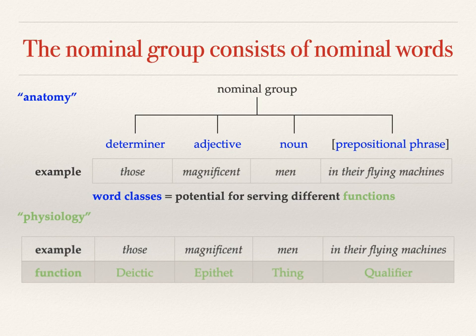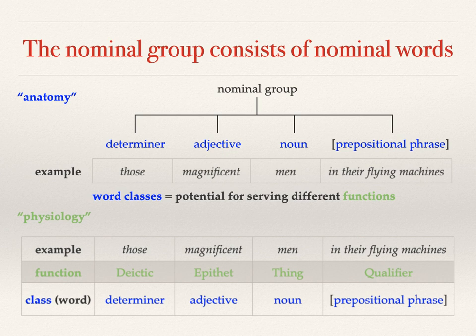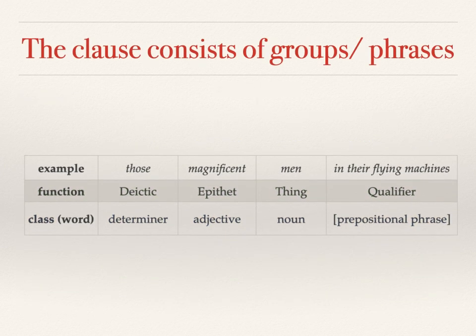So we can now add the physiological view and the anatomical view together. And what we get then is this representation of the structure of the nominal group. Those serving as deictic, a determiner; magnificent, an adjective serving as epithet; men, a noun serving as thing; and then the prepositional phrase serving as if it was a word, qualifier, in the flying machines. So we've seen that the nominal group, like groups in general, consists of words with the possibility of downranking a phrase or a group to serve as if it was a word in the structure of the group.